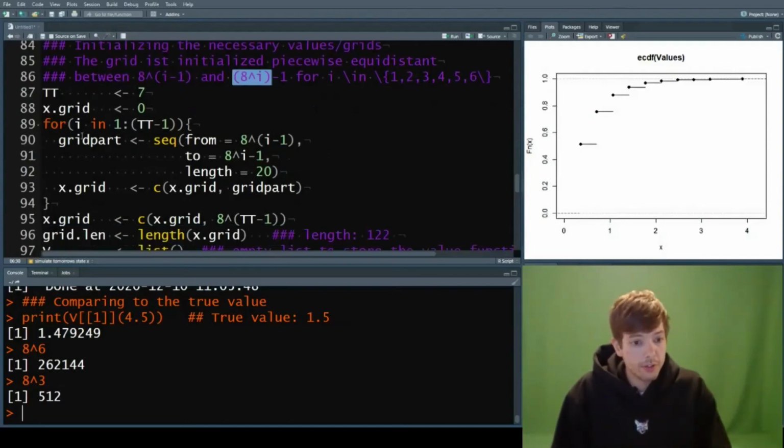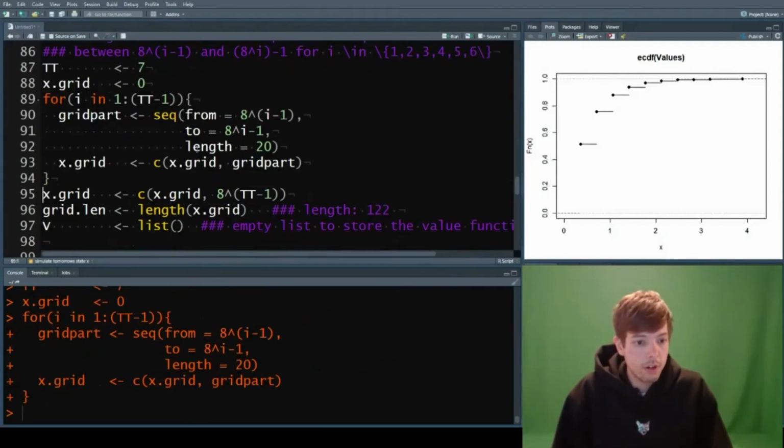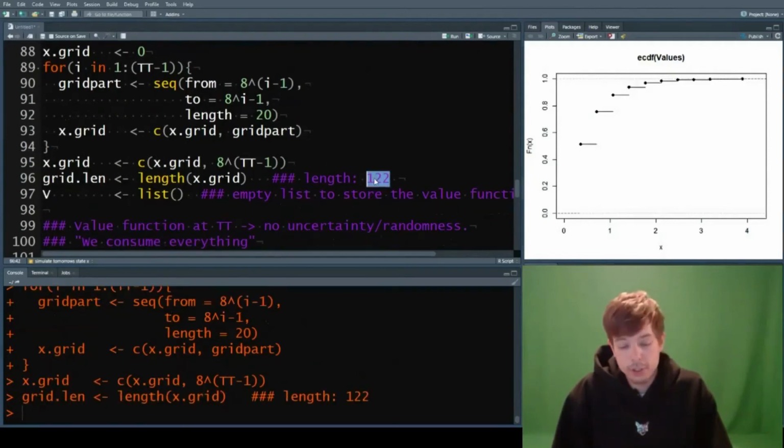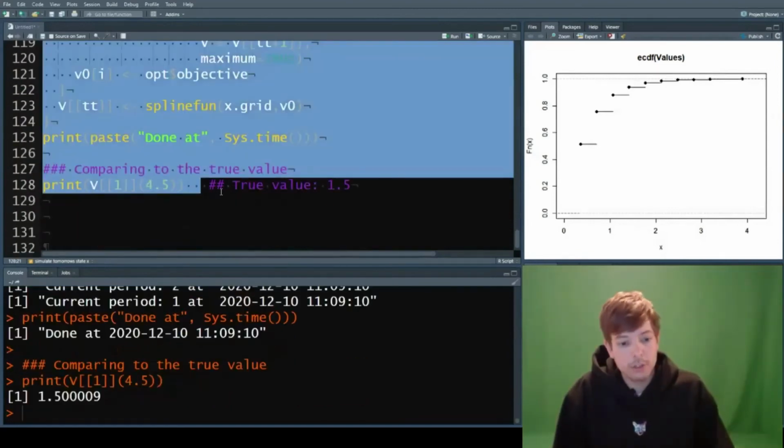What we then do is define the grid piecewise. Each piece has a length of only 20, so we end up with a grid of length 122. So instead of 50,000 grid points, we only have 122 grid points, and all the rest is exactly the same as before. So I won't go through that. Just mark the code, run the code. It takes a fraction of a second to run, and we end up with almost the true value of 1.5.